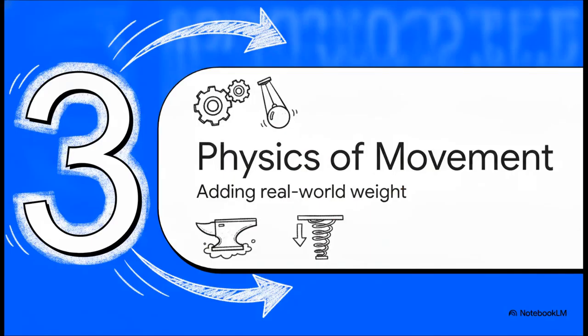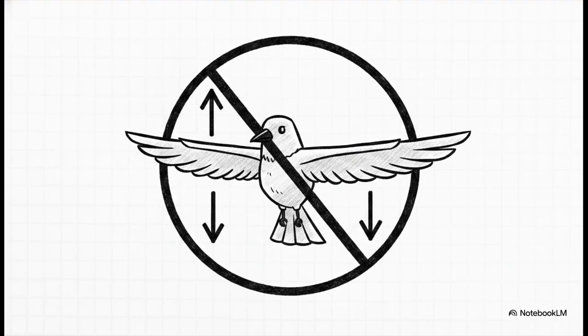Section 3. The physics of movements. Okay, so once we have our emotional story nailed down, we have to add real-world mechanics and weight to our characters. Have you ever watched an animated movie, looked off into the background, and seen a bird that just looks wrong? Veteran animator Aaron Blaise points this out as his ultimate pet peeve.